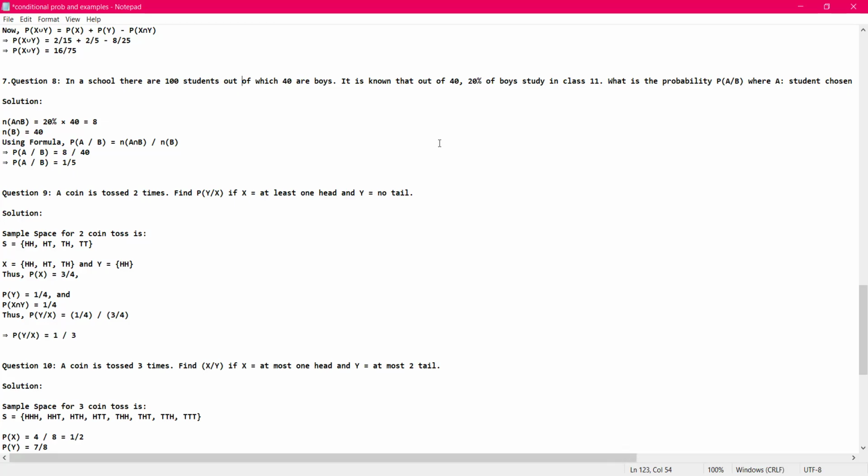Now we have to calculate the probability of Y given X, which equals probability of X intersection Y divided by probability of X. We already know the value of probability of X, and also probability of X and Y. What is the common part between X and Y? Only one possibility, head head. That's why probability of X intersection Y equals 1 by 4, only one common element out of 4. Now we calculate 1 by 4 divided by 3 by 4, which equals 1 by 3. So finally I got the value of probability of Y given X equal to 1 by 3. This is the ultimate solution for the given problem.